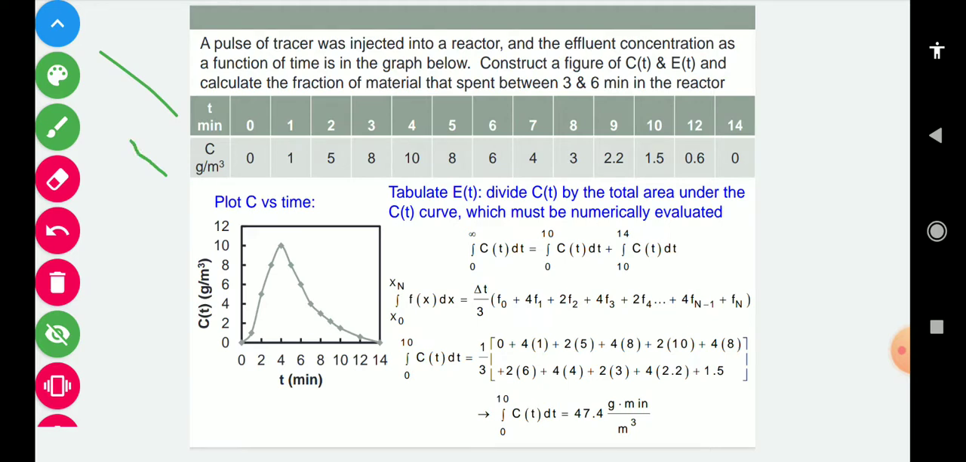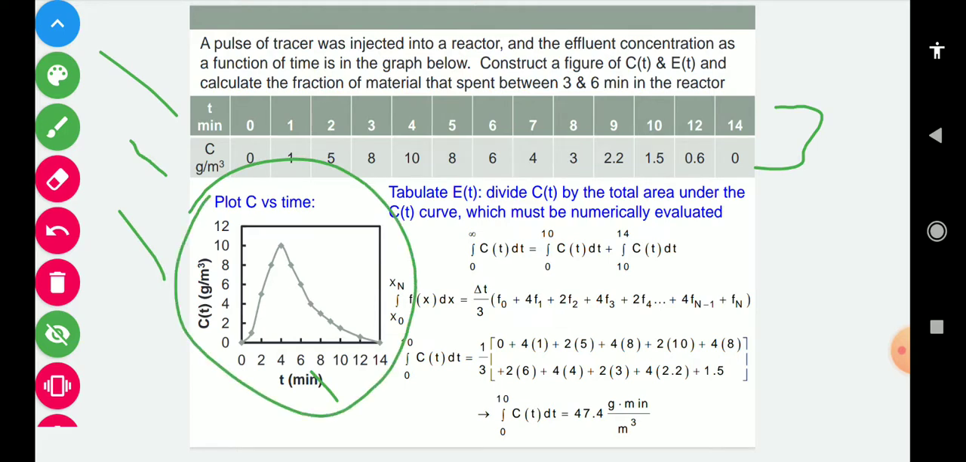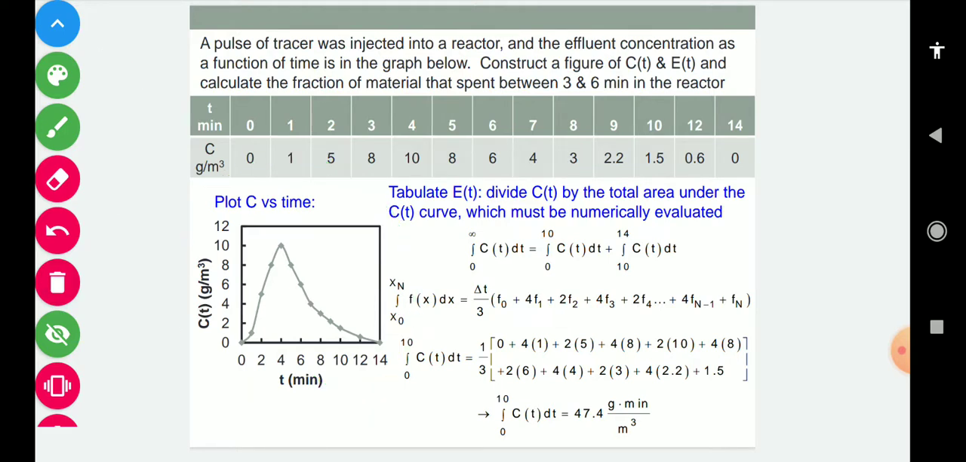So first of all, construct a figure of C(t). Then you just plot these two values, concentration versus time. You will get this concentration versus time graph. Now you have to calculate E(t).